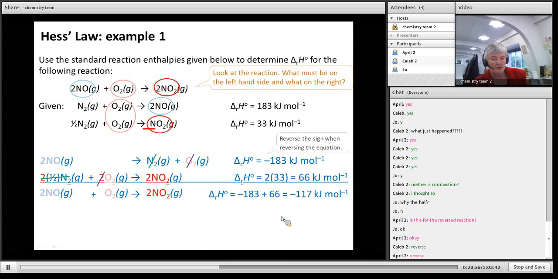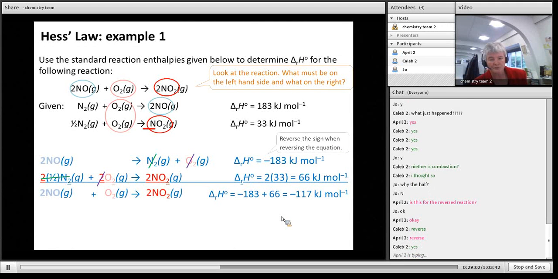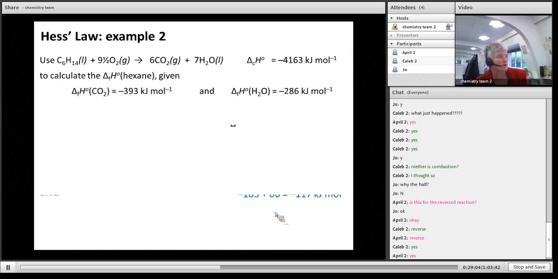Okay, so do you think, as long as you did it stepwise, you'd be able to do it? Okay, so let's look at some more examples.